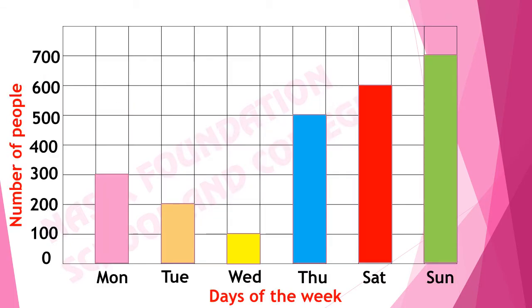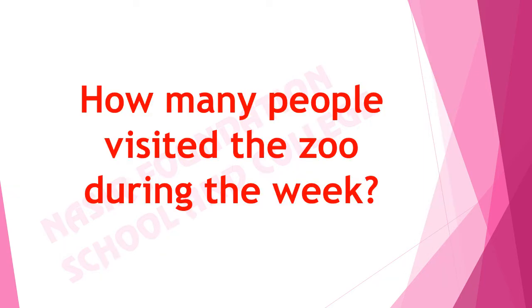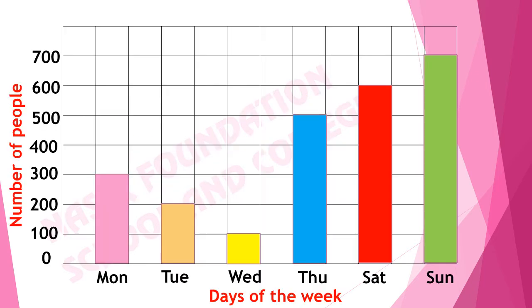This graph shows the number of people who visited the zoo during a week. The zoo is not open on Friday. On the vertical axis, there are number of people who visited the zoo during the week. And on the x-axis, the days are mentioned from Monday to Sunday. How many people visited the zoo during the week?